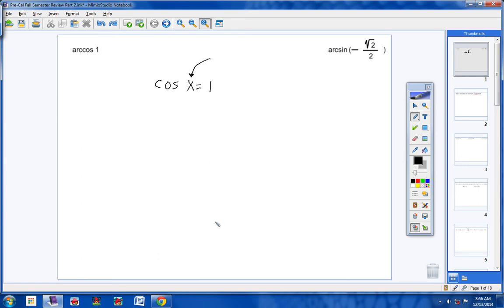Now remember how you were given special triangles? Well, if you'll think of your special triangles, none of your special triangles had cosine of an angle giving you 1. None of them. So what we're going to have to do is this. First of all, you have to remember whenever you're dealing with arc cosine, we're dealing with quadrants 1 and 2. Whenever you're dealing with arc sine or arc tangent, you're dealing with quadrants 1 and 4. Please don't forget that. Okay? So, back to this problem over here.